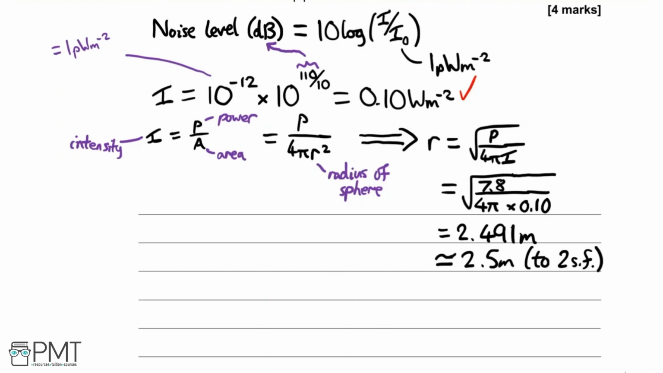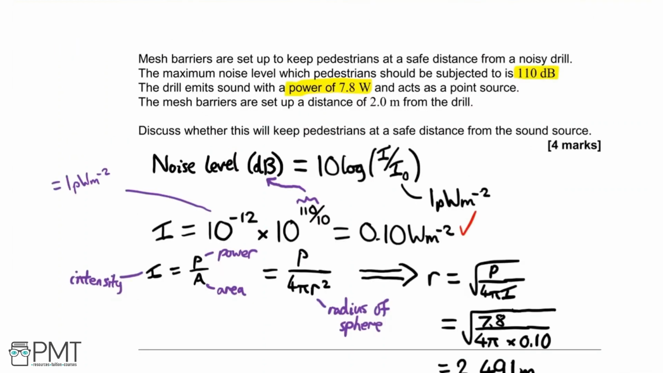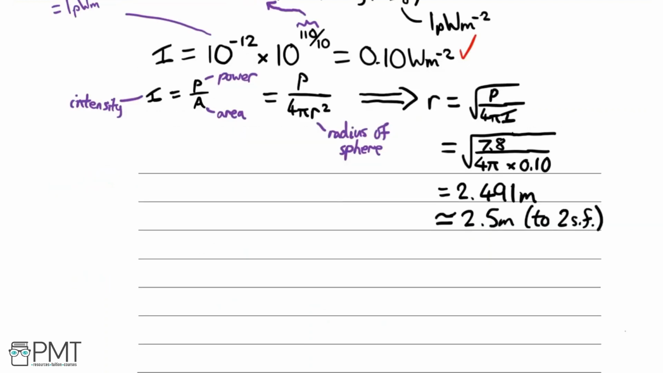Now going back to the question, we can see that the mesh barriers are set up at a distance of 2 meters from the drill. So if the safe distance is 2.5 meters and the mesh barriers are at 2 meters, then those are too close to the drill. So let's just write that down as a conclusion.